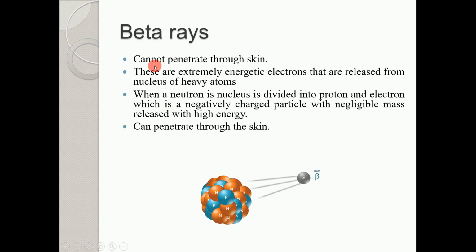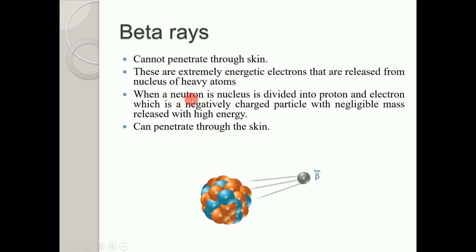Beta rays cannot penetrate through skin. That is the speciality of these rays. These are extremely energetic electrons that are released from the nucleus of heavy atoms. So we have one heavy atom, and from the nucleus of the heavy atom, they are being released. These are extremely energetic electrons which are released from the nucleus of heavy atoms.